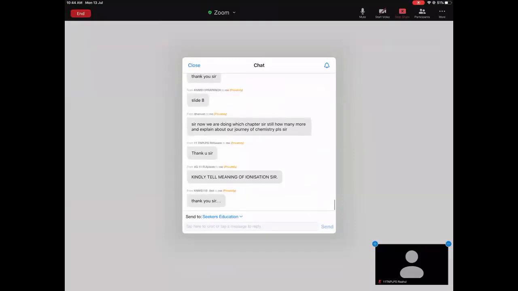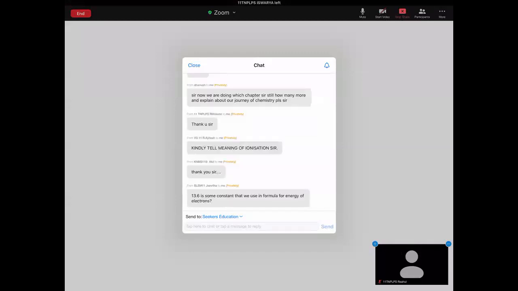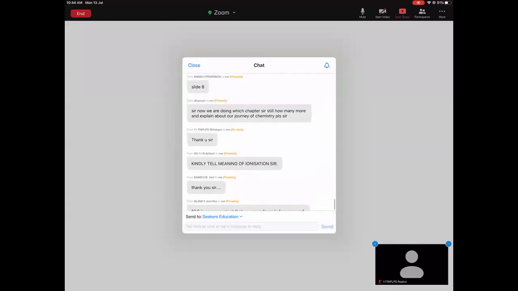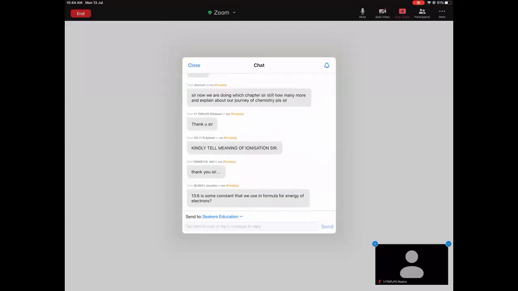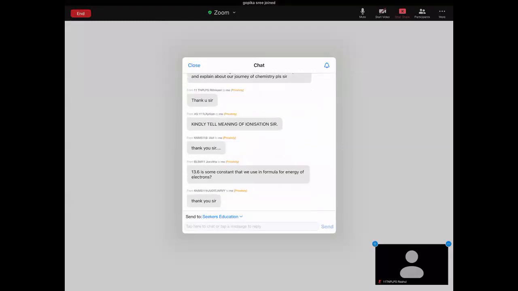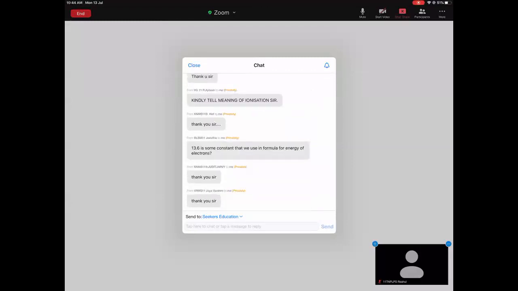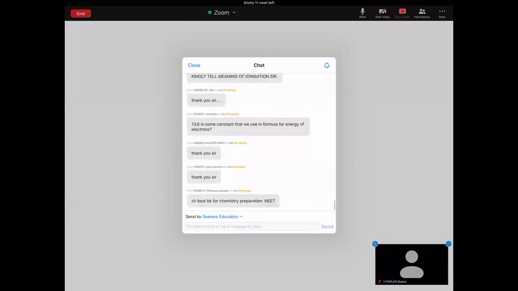So now the atomic structure, how many times, Dhanush? Sir, we are now doing which chapter? Okay, I will explain. Ionization, something becoming an ion, is called ionization. When an element loses an electron, it's called ionization. There is some constant that we use in the formula for the energy of electrons.